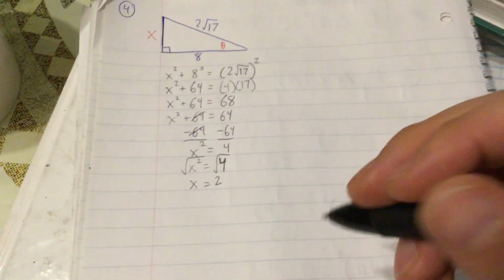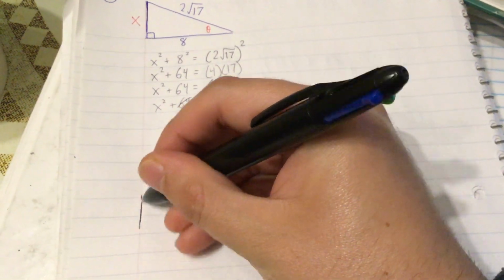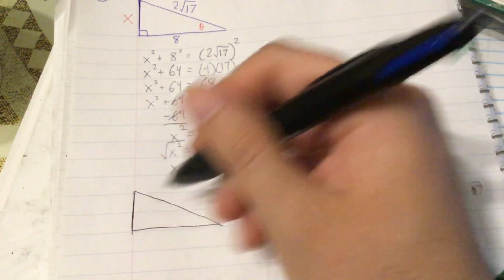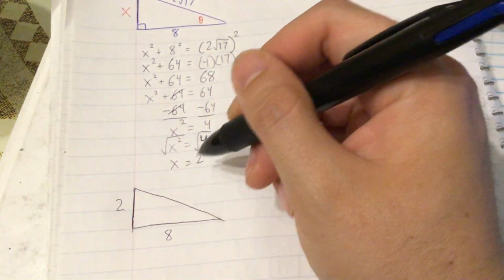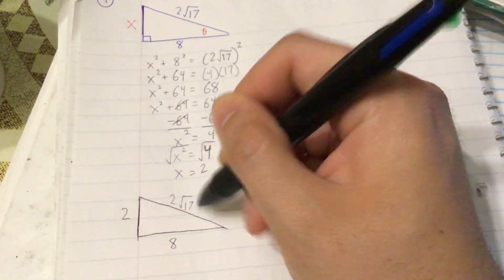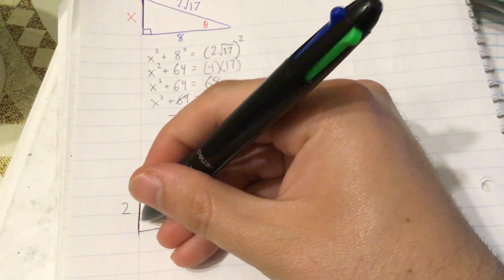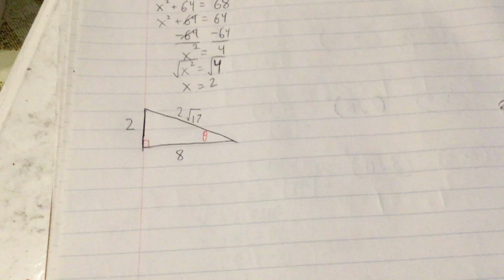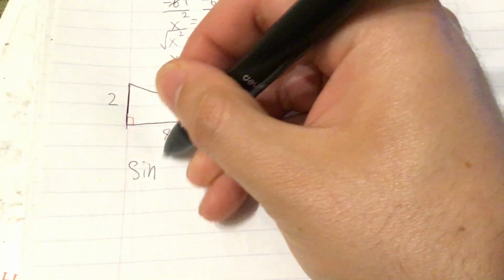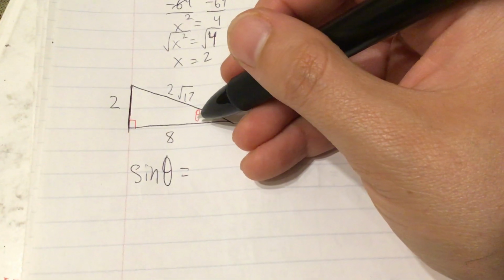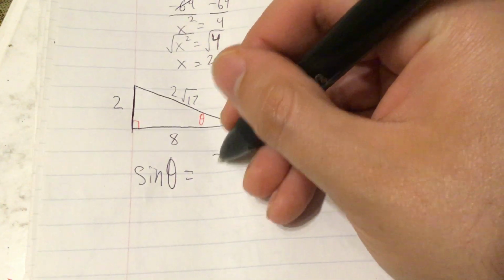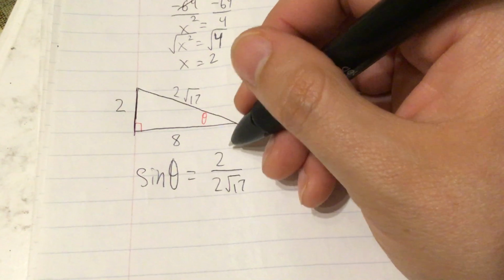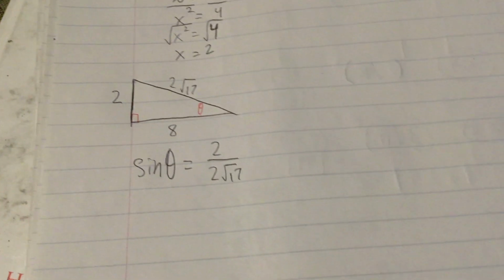So I'm going to draw myself a new triangle just to update the information I had because I like seeing things in one place. So I've got 2 right here, still got 8 here, and 2 radical 17. And all I know is that this is a 90-degree angle, and this is my angle theta. So now I'm going to find sine, cosine, and tangent. So my sine is going to be the ratio of 2 over 2 radical 17. Now, if you wanted to simplify this so that the 2's cancel out and make it 1 over the square root of 17, be my guest.